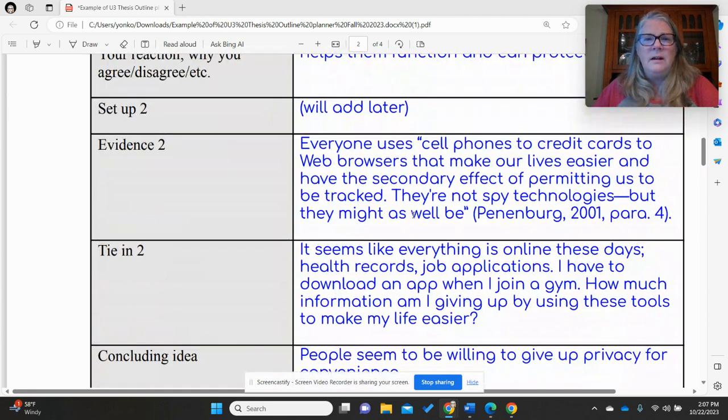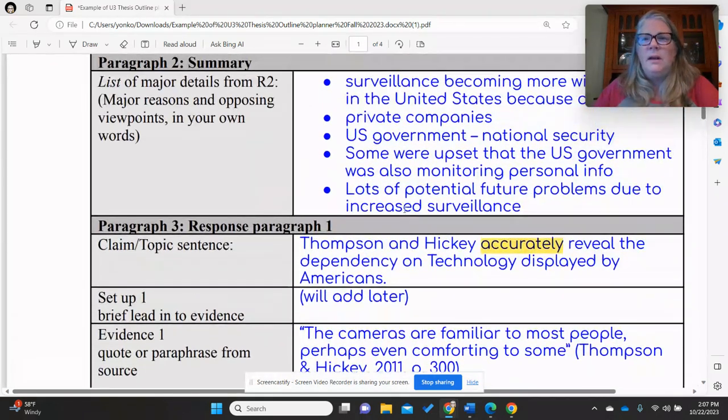So I hope that makes sense and helps you to plan your body paragraphs. And if you have questions, certainly let me know.